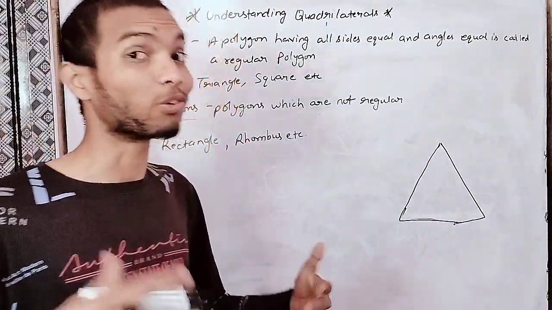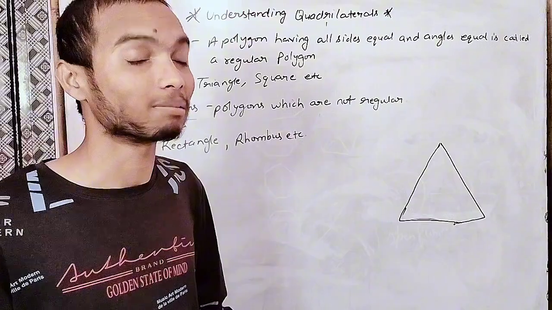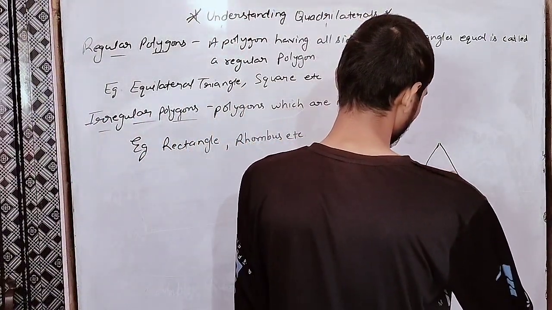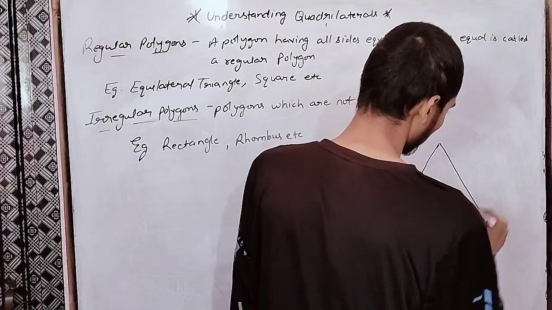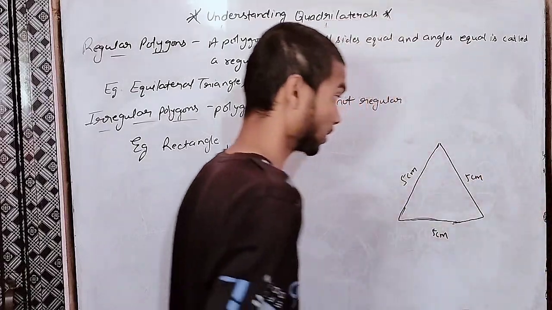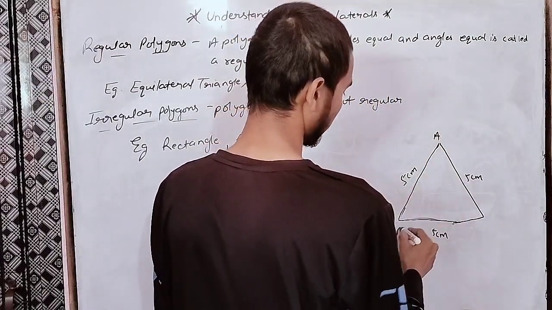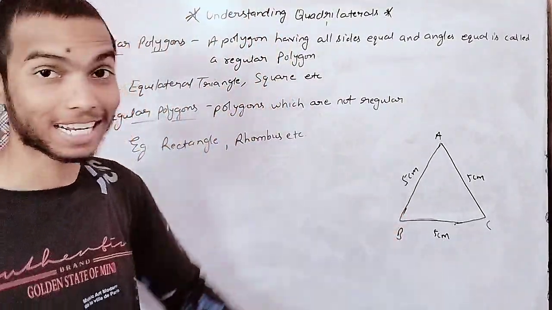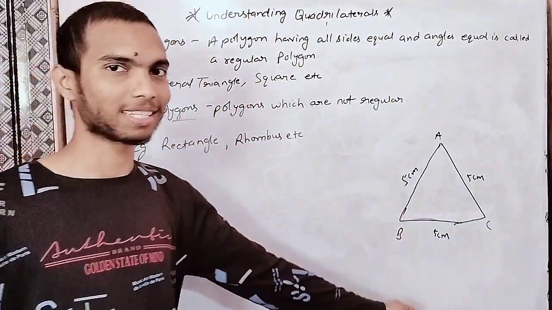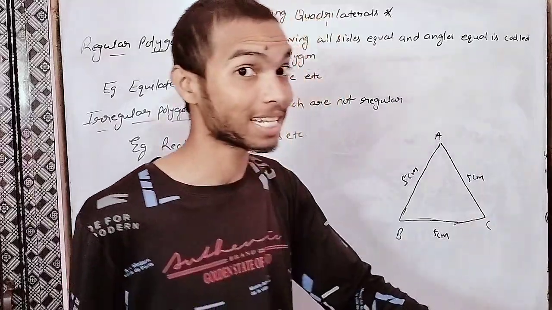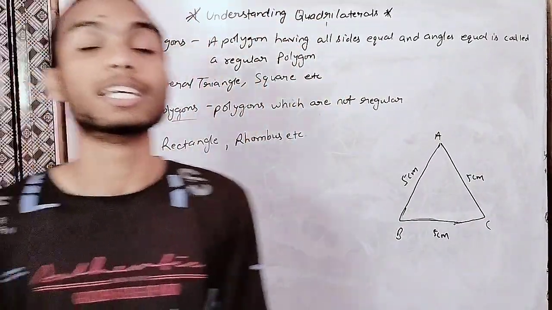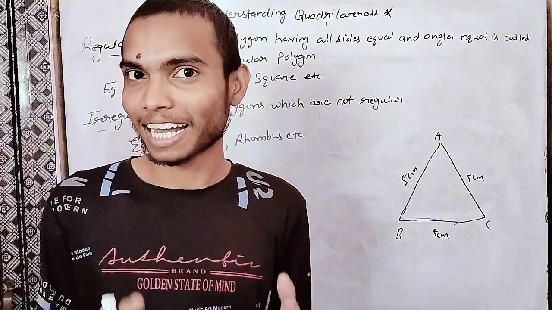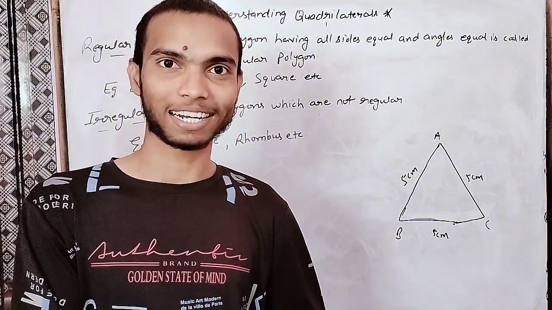With the help of measure, for example, this is 5 centimeter, this is 5 centimeter, and this is 5 centimeter. Let's name it A, B, C. The measure of this side is 5 centimeter. The measure of this side is 5 centimeter. The measure of this side is 5 centimeter. This is how we make a diagram of an equilateral triangle.